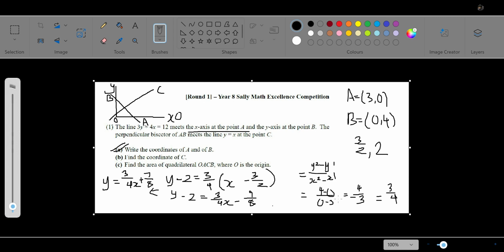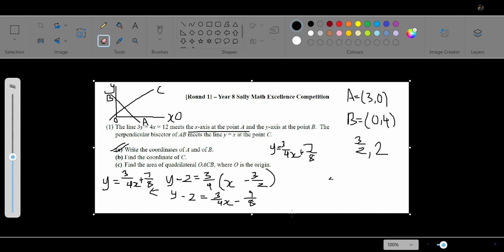So for point C, now finally finding point C. With this, you can find point C. So I'll just write it here: y equals 3 over 4 x plus 7 over 8. And I'll erase here.